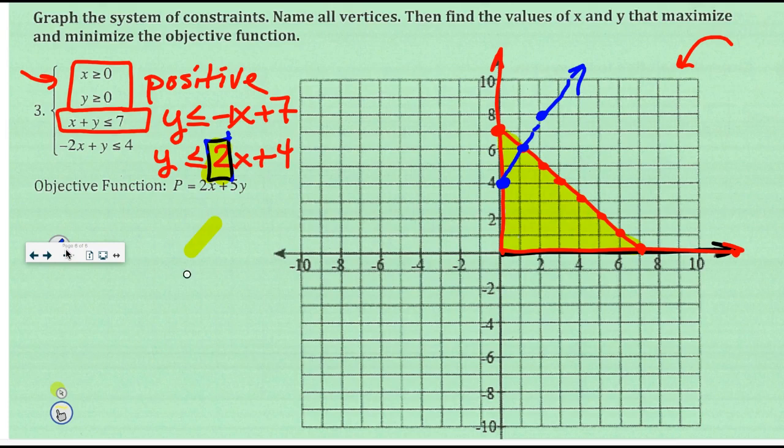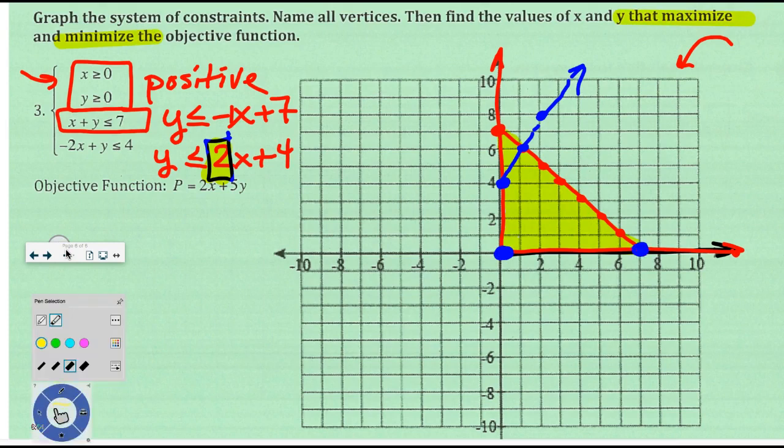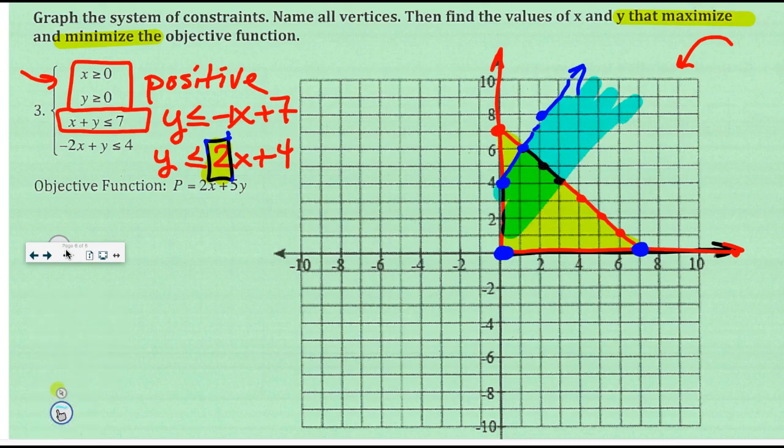But I'm now done. I just need to make sure that I find the minimum and the maximum. So what I do is it can only be at these corners of my shaded region, and I had to be under both lines. So under the first line was in yellow. Under the second line is in blue. So you'll see when the yellow meets the blue, it's making a green region. That's where all your solutions are. But the corners of the green region are the ones that you pull off and you write them down.